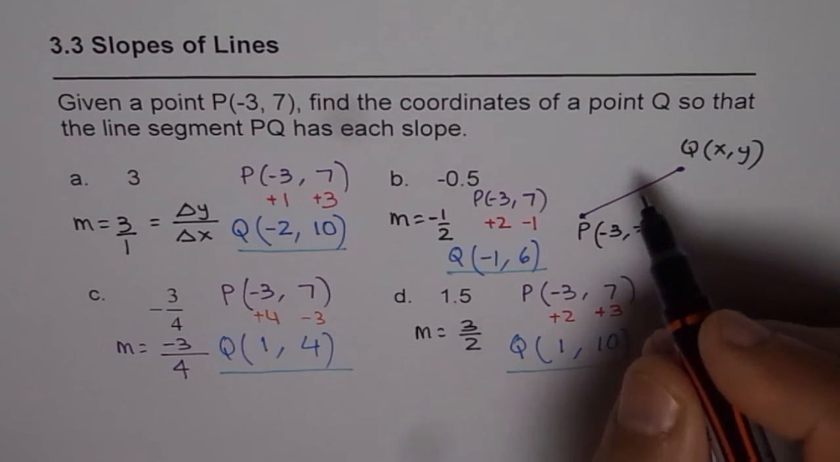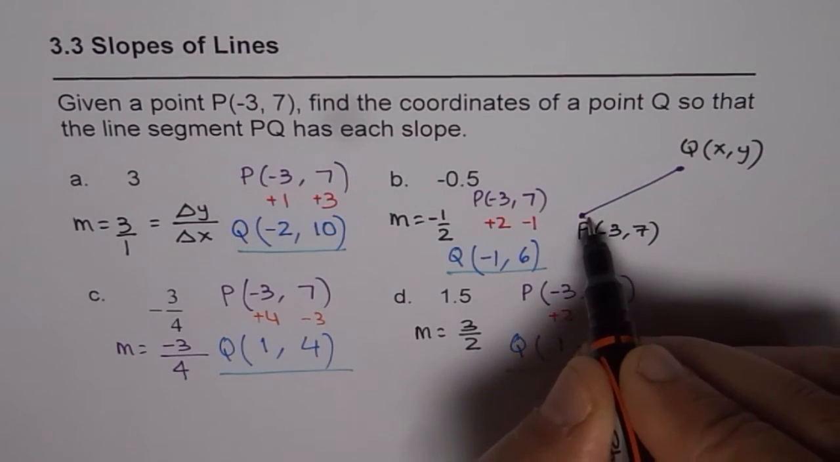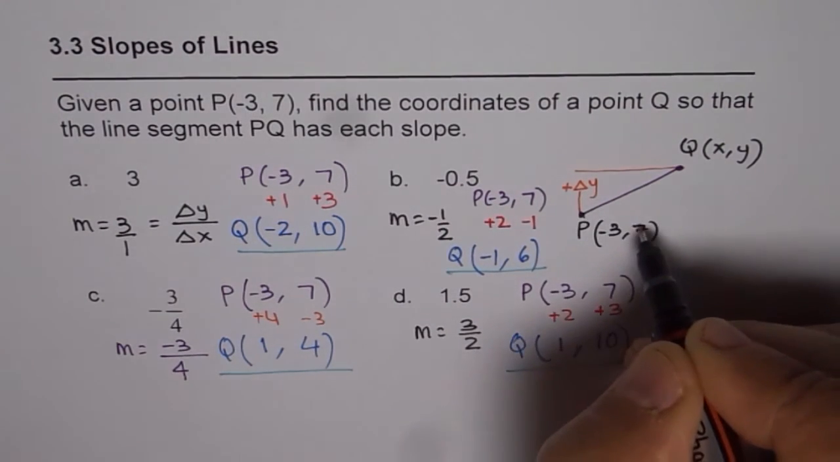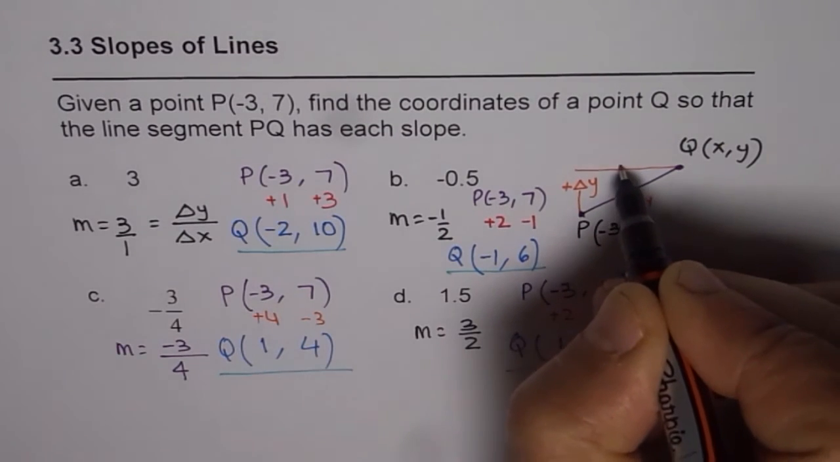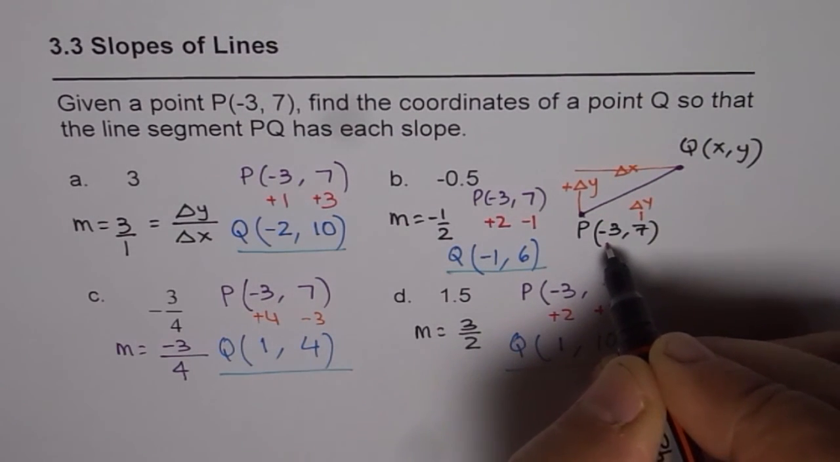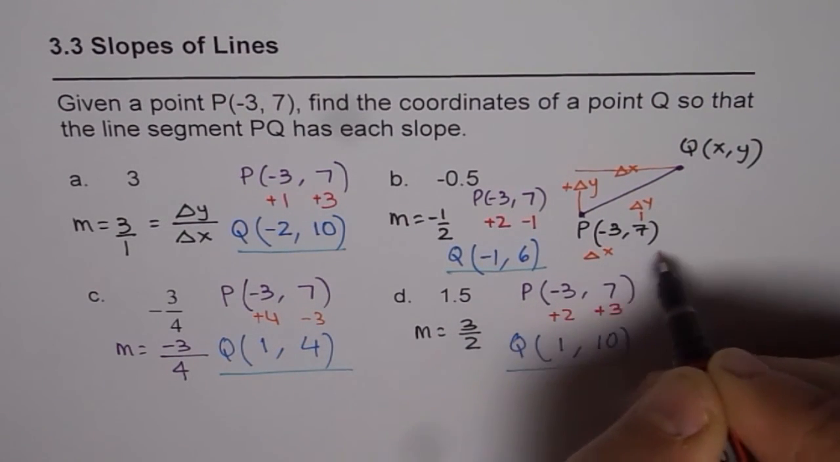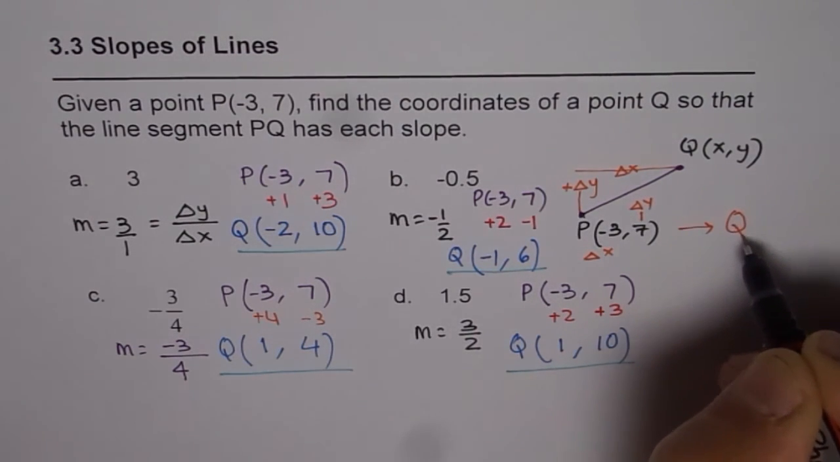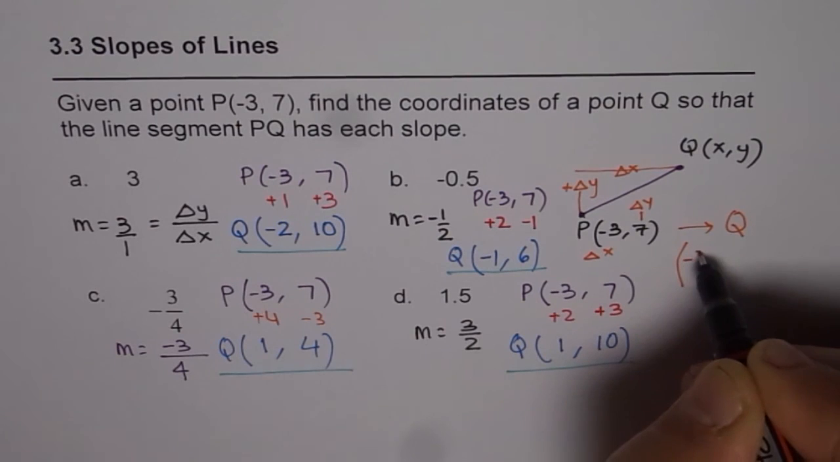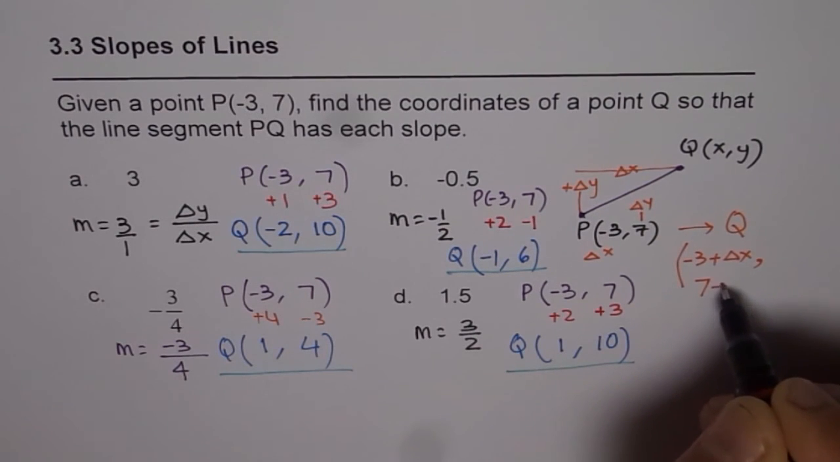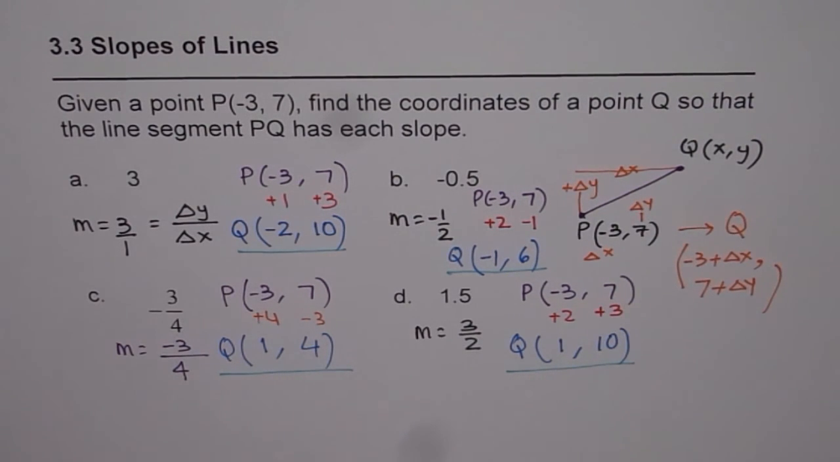The basic concept here is that slope is rise over run. To the coordinates x and y, you add delta y to the y value and delta x to the x value to get Q. So the coordinates of Q will be -3 plus delta x, that is the change in x, and 7 plus the change in y. Those are your new coordinates, and that is how you can get any other point Q in such a case.